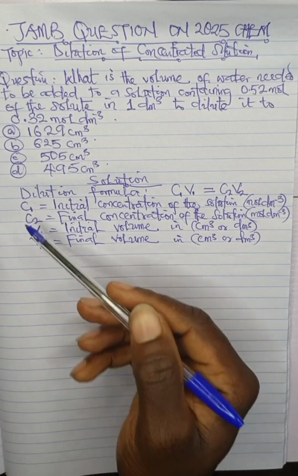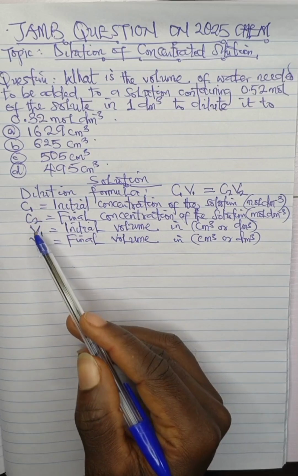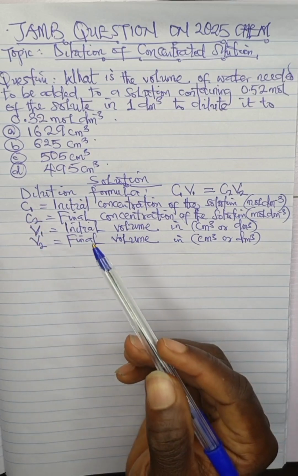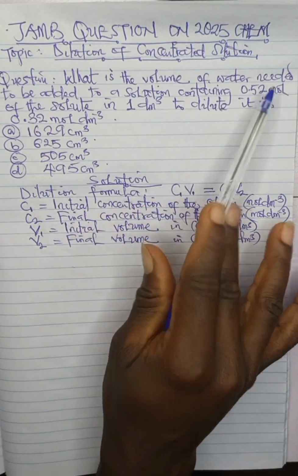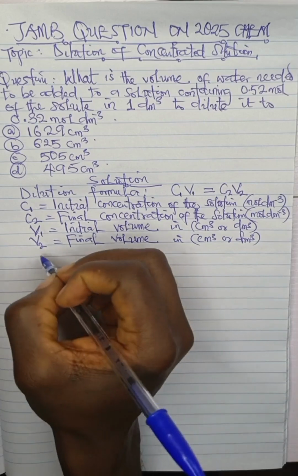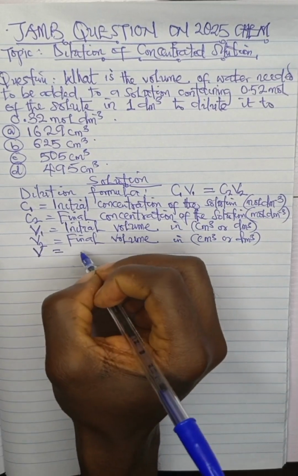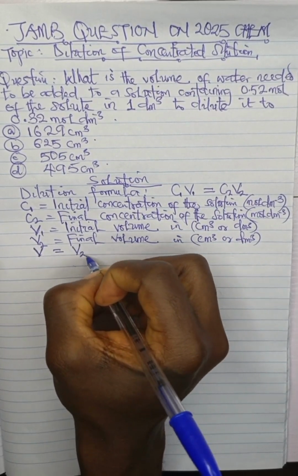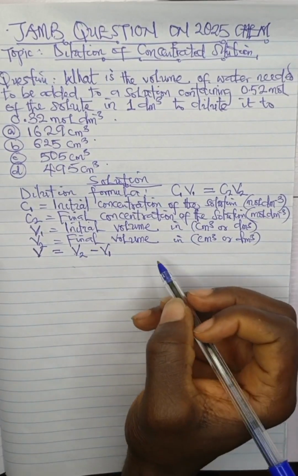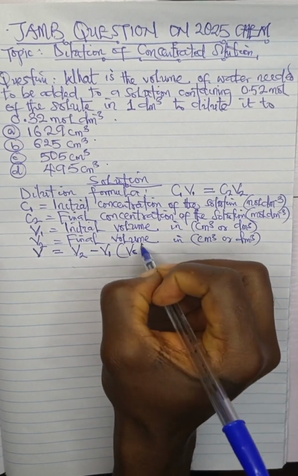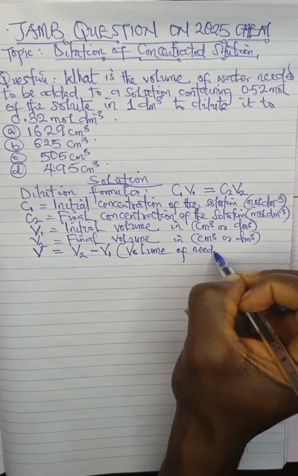Now, if you know the parameters C1, C2, V1, V2, then you can get the volume of water needed. The volume of water needed, which I will represent with V, will be V2 minus V1. That's the final volume minus the initial volume. That gives the volume of water needed.